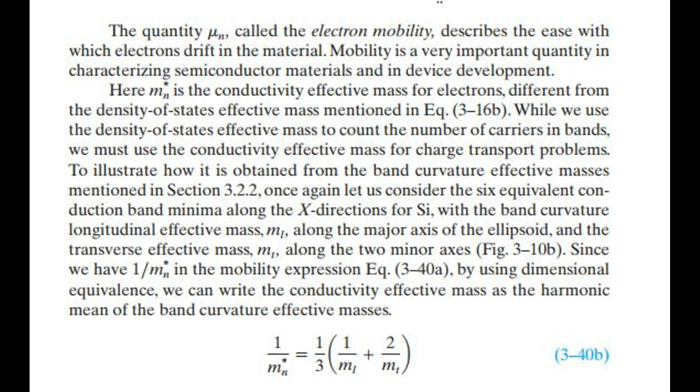To illustrate how it is obtained from the band curvature effective masses mentioned in section 3.2.2, once again let us consider the 6 equivalent conduction band minima along the x directions for Si, with the band curvature longitudinal effective mass, m_l, along the major axis of the ellipsoid, and the transverse effective mass, m_t, along the 2 minor axes, Fig 3.10b. Since we have one m*n in the mobility expression EQ 340a, by using dimensional equivalence, we can write the conductivity effective mass as the harmonic mean of the band curvature effective masses.